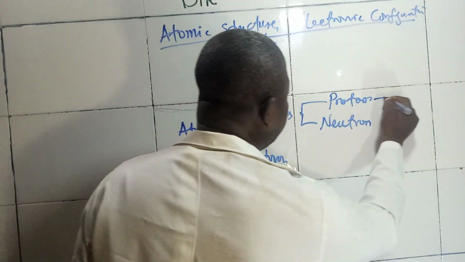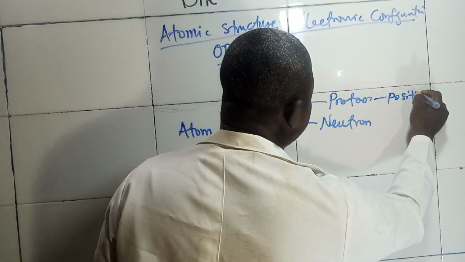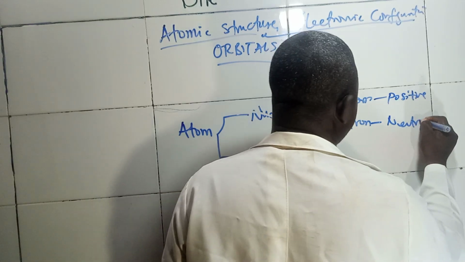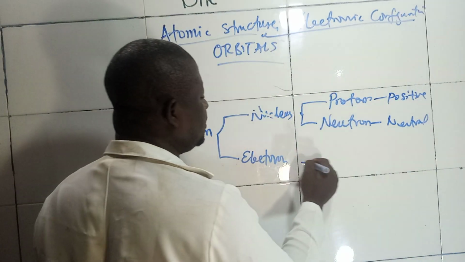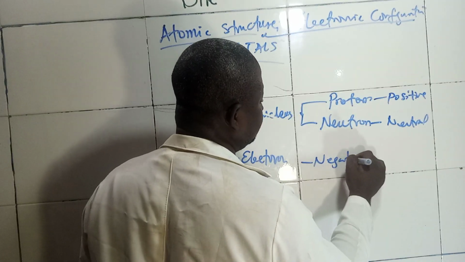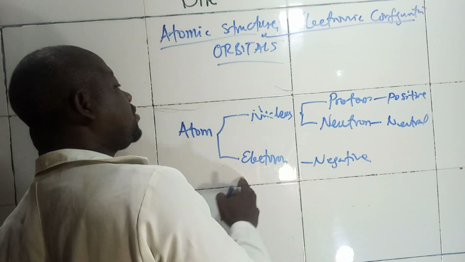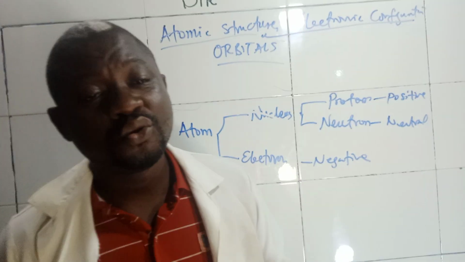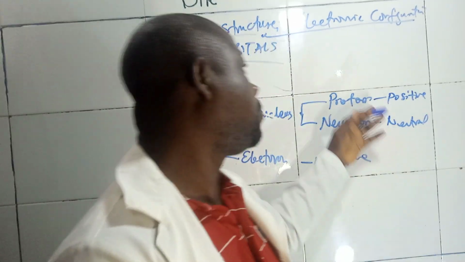And then the proton is positive, while your neutron is neutral, and your electron is negative. And your electron is directly opposite to your proton.